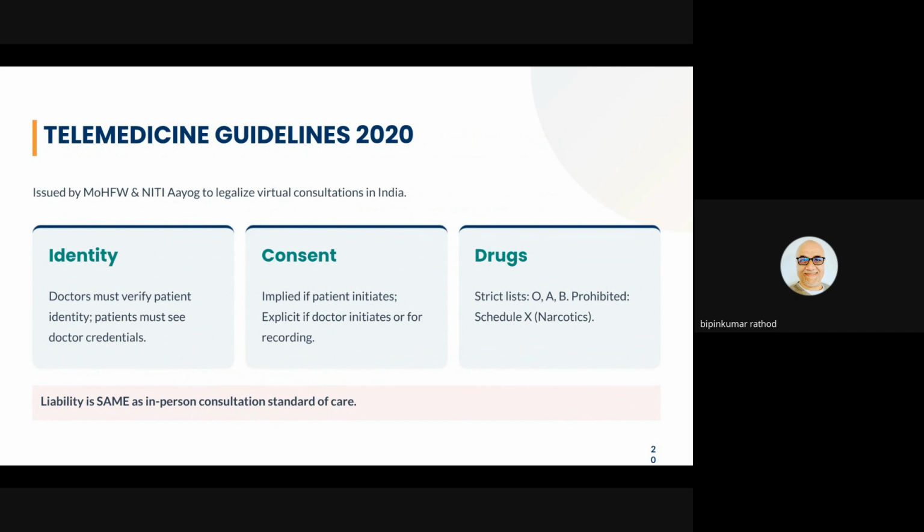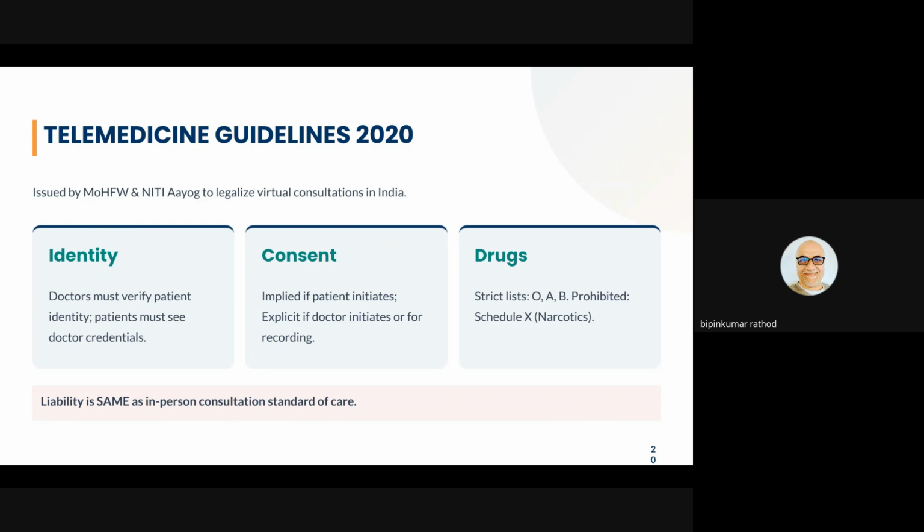And at that particular time, the Ministry of Health and Family Welfare and Niti Aayog made it legal to consult virtually in India. So within roughly just 15 or 20 days, they came up with the legality of virtual consultation, guidelines, and so on.